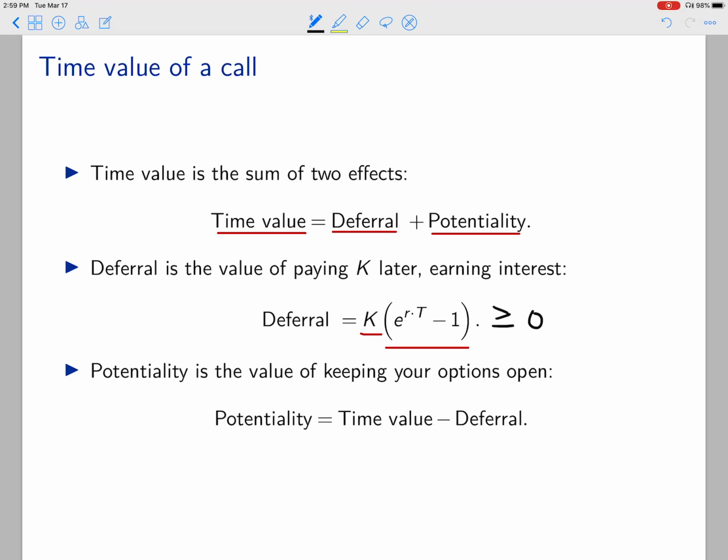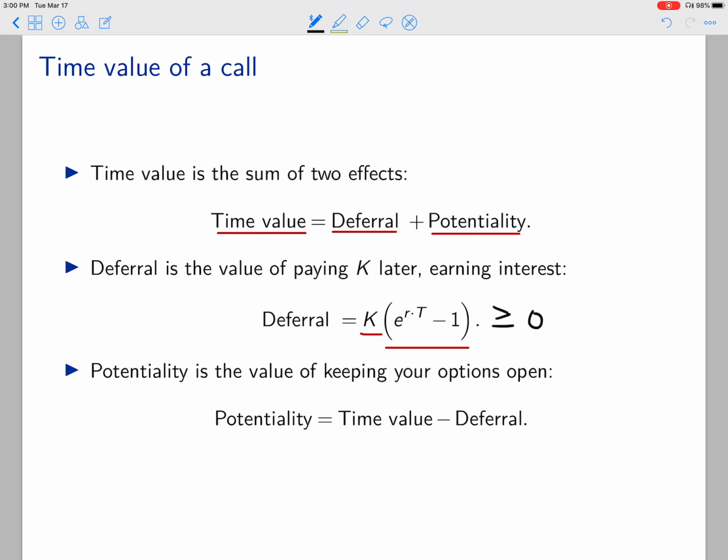Potentiality is just going to be the final portion of time value that's attributable to all these things that we normally associate with options, such as uncertainty, volatility, and the insurance value. It's going to be the value essentially of keeping your options open between today, date 0, and the future date, capital T. Potentiality is usually the largest portion of an option's price, so it's the largest portion of time value, which itself is the largest portion of the option's price.